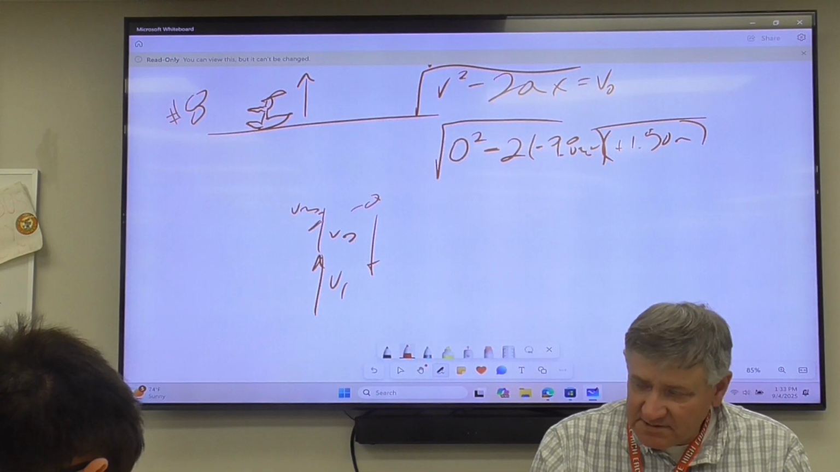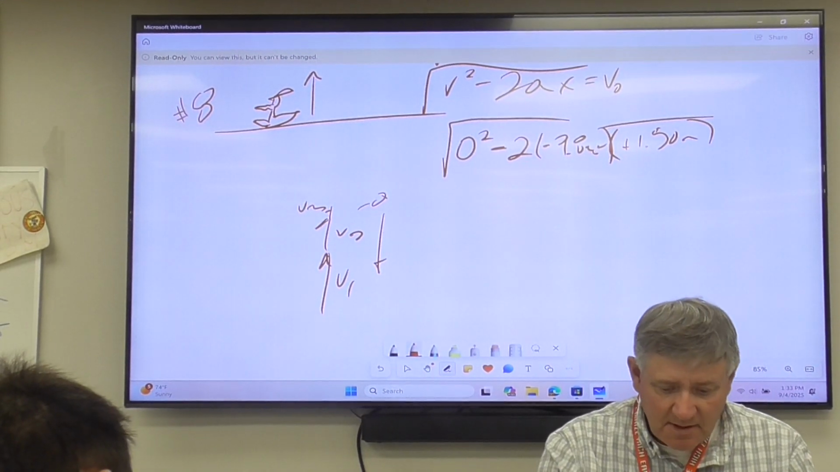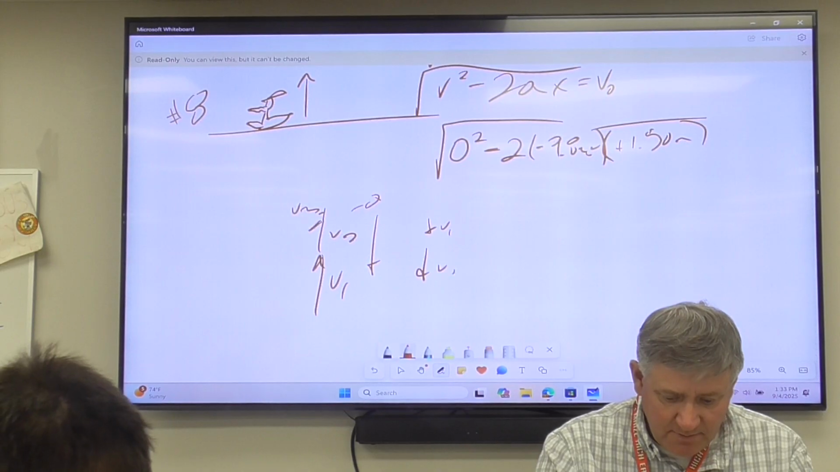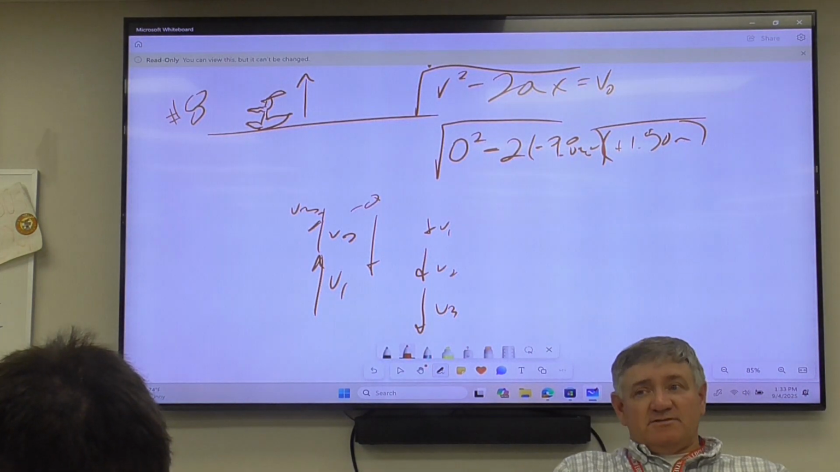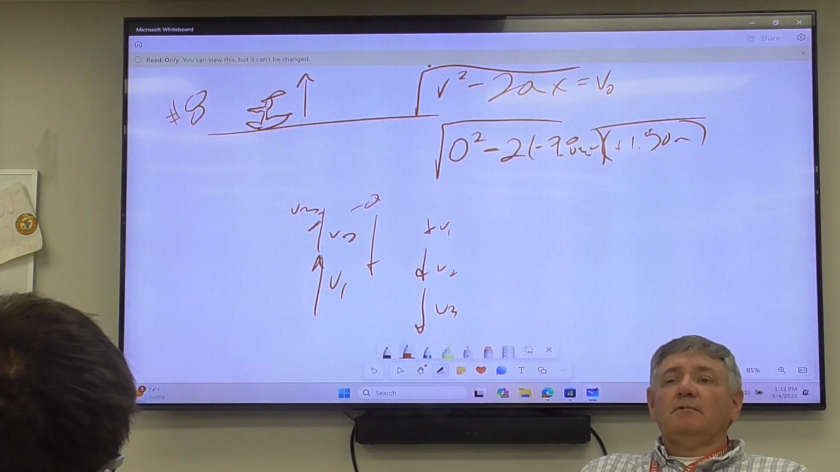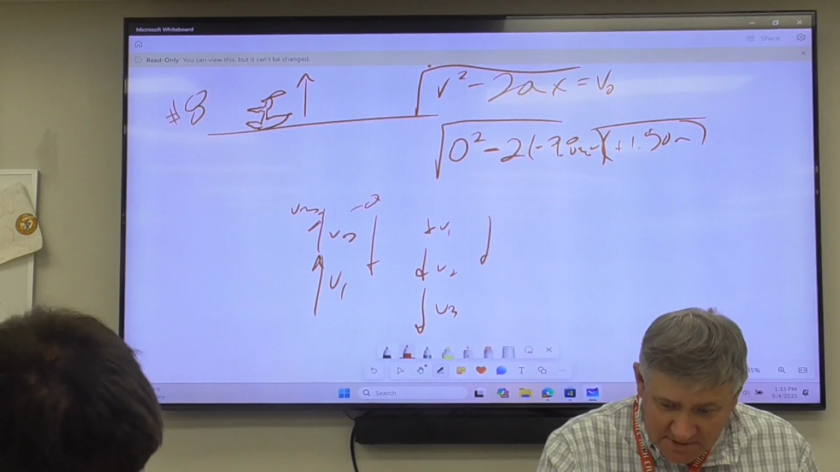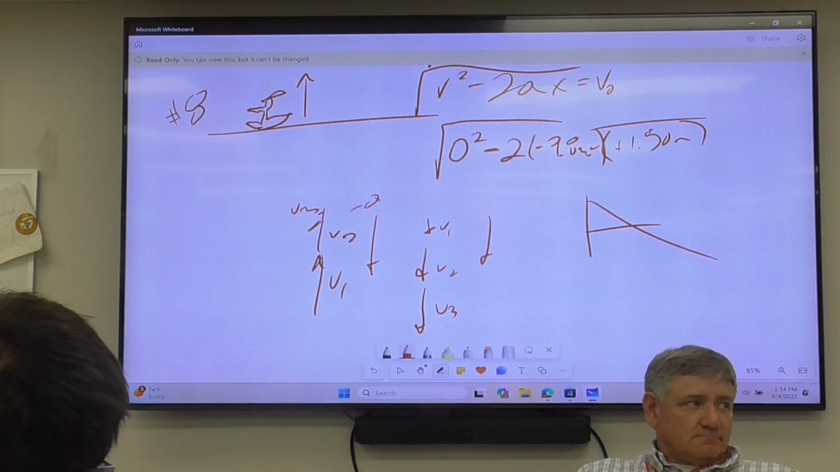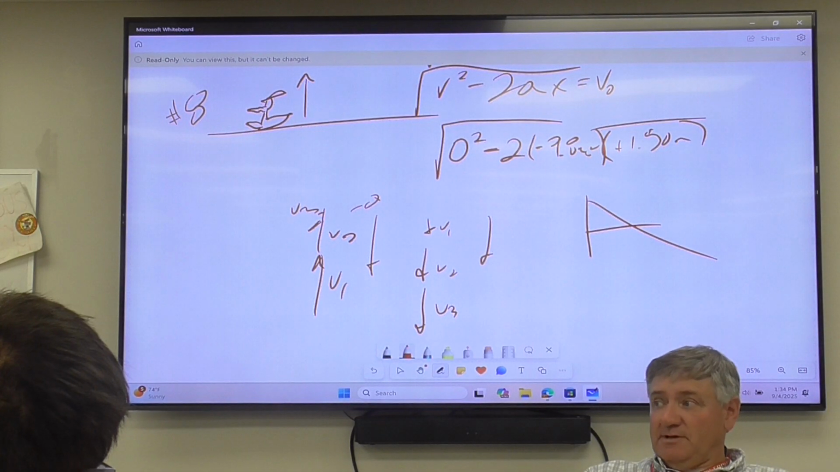When the Kanga starts to fall, what happens to his velocity vectors? Bigger. And they point down. So there's V1, V2, V3. Do my acceleration vectors switch sign? No. Which direction do they point? Down. Which is why my velocity time graph looks like this. Okay? With that same slope of negative 9.8 meters per second squared.